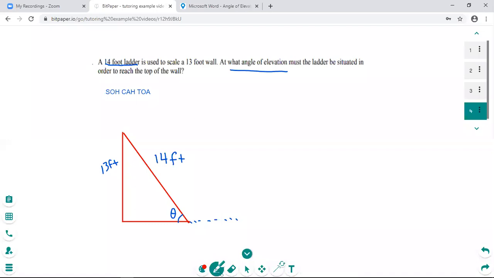Next, I identify the sides of the triangle. So the opposite side is across from the angle, the adjacent side, and the hypotenuse. So I'm given the opposite side and I'm given the hypotenuse, and I'm trying to find the angle, this is my unknown. So opposite, hypotenuse, again, we will use sine to solve this problem. Sine of the angle, we don't know the angle, so that's our unknown. I'm going to put sine theta is equal to the opposite side over the hypotenuse.